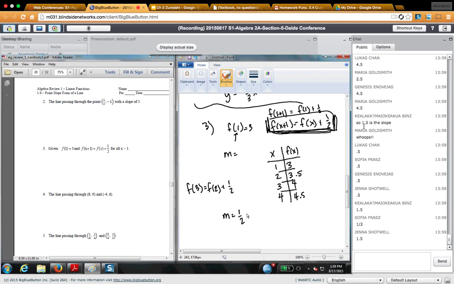Would you like to know the super easy way of figuring this out? Yeah. It's whatever this number is. Okay. This one right here.